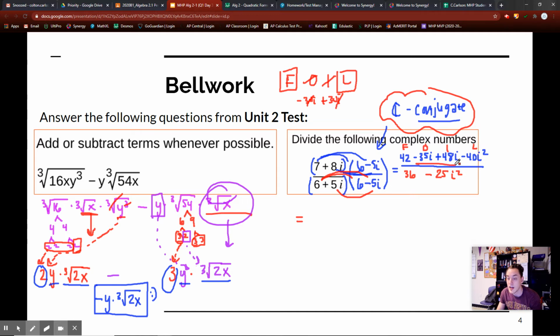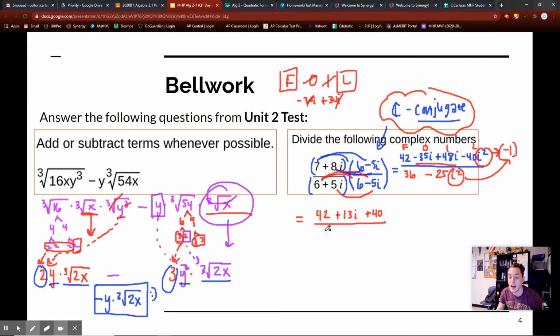So let's simplify this. The top I can actually simplify. So let's do 42, minus 35i plus 48i. Negative 35 plus 48 is going to be 13, so plus 13i. So far, so good. And then I have this, but remember, an i squared is actually a negative 1. So I have negative 1 times negative 40, which gives me positive 40 instead of a negative 40.